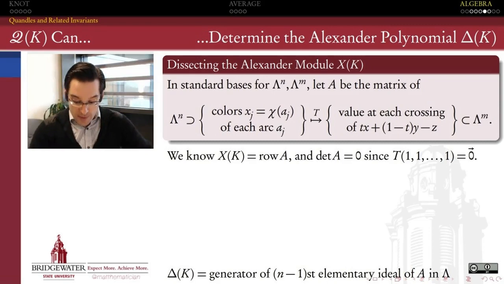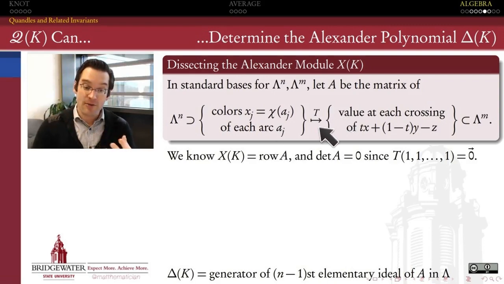So we know, for example, that if I build a matrix for this linear transformation, then the row space of that matrix is going to be one way of understanding this Alexander module. We also happen to know that this matrix is always going to have a determinant of 0. Why? Because this matrix is never an invertible matrix. Even when it's a square matrix, it's never going to be invertible because there always exists a non-trivial element in the kernel of this transformation.